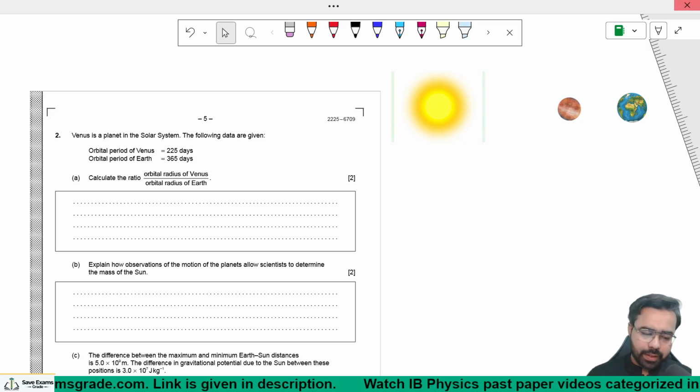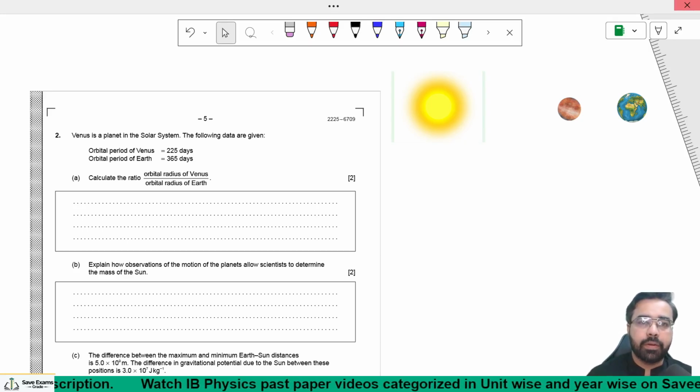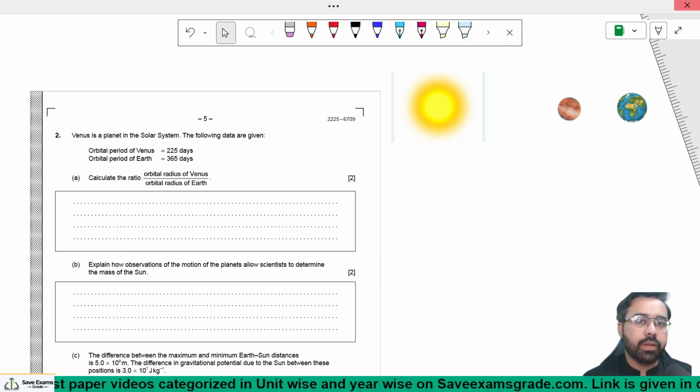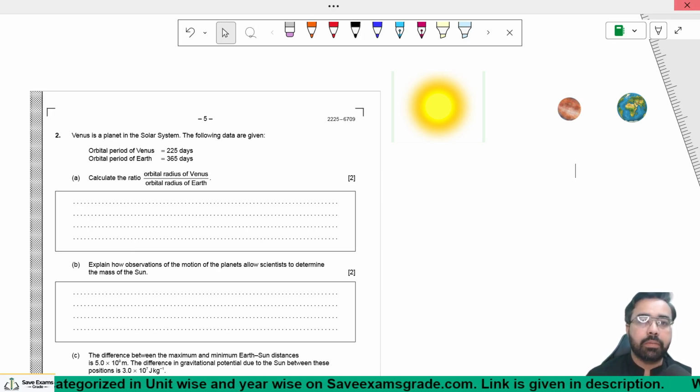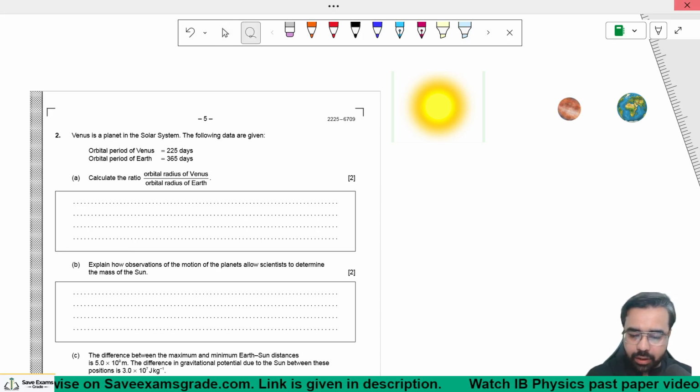Hi students, this next question, question number 2 from the May 2025 exam paper 2 time zone 1, is addressing the concept that you have learned in unit D.1 about the gravitational field. Okay, so let's start from this diagram.